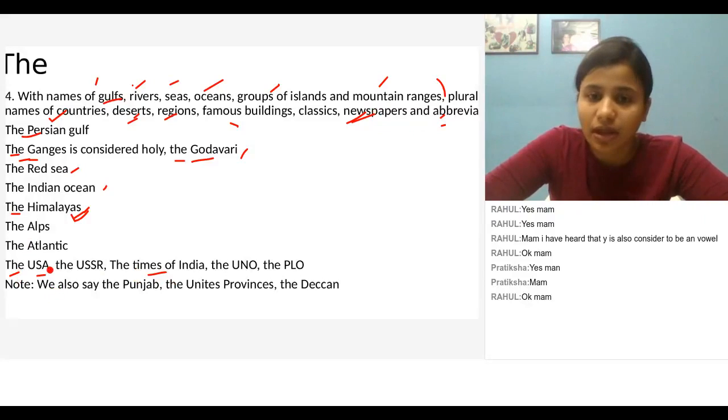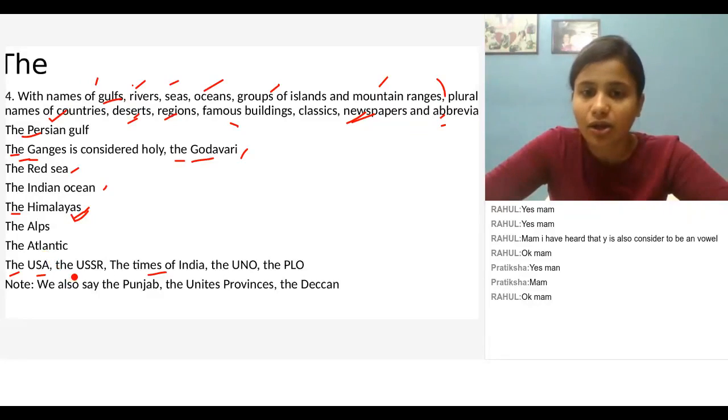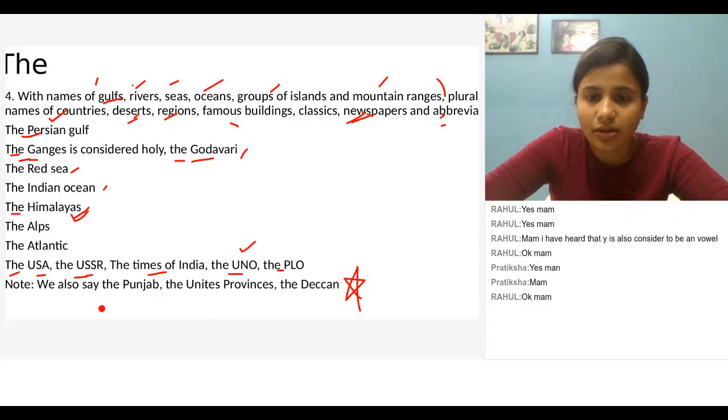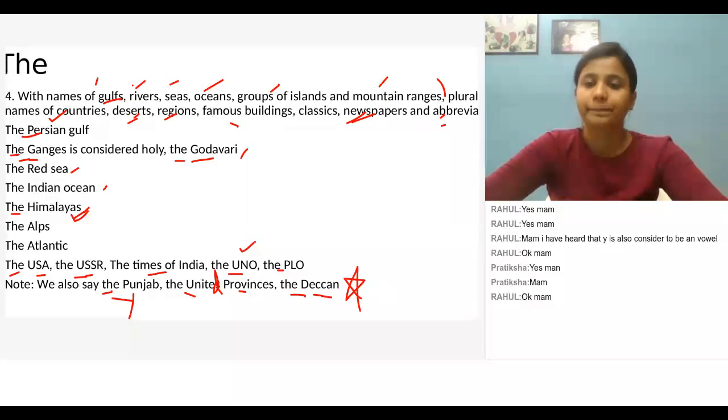But we never say the India. Because again, it is a collection of 50 states, right? That is why we say the United States of America or the USSR, or the UNO, the PLO. These are all abbreviations, so you put a the before that. Again, these are particular cases. We say the Punjab because Punjab is considered to be a collection. The name Punjab originated from these 5 rivers. That is why we say the Punjab, the United Provinces, because it is a cluster of a number of provinces. And again, the Deccan. The Deccan is the southern part of our country. That is why we say the Deccan.